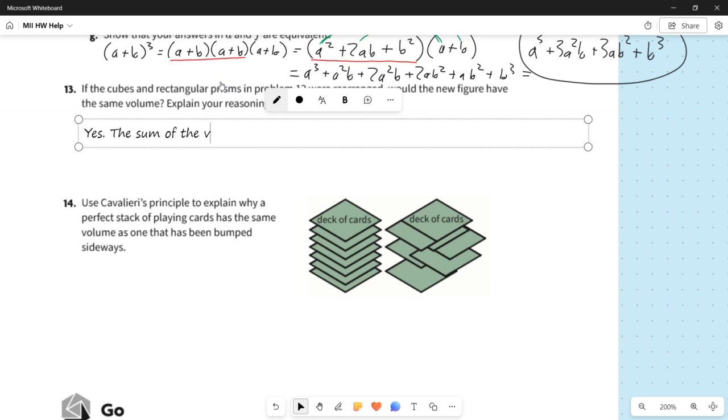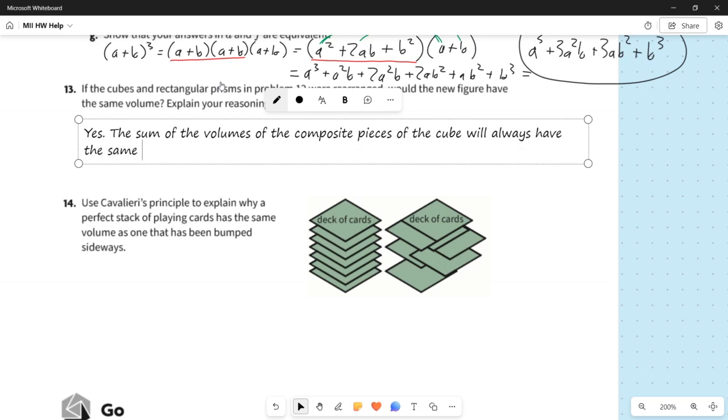The sum of the volumes of the composite pieces, so composite just means put together, will always have the same volume as long as you use all the pieces. So yes, they will have the same volume, and that is because the sum of the volumes of all the different pieces will always be the same as long as you use every single piece. If you leave out a piece or if you change the size of a piece, then that will change the volume. But other than that, your volume will be the same.